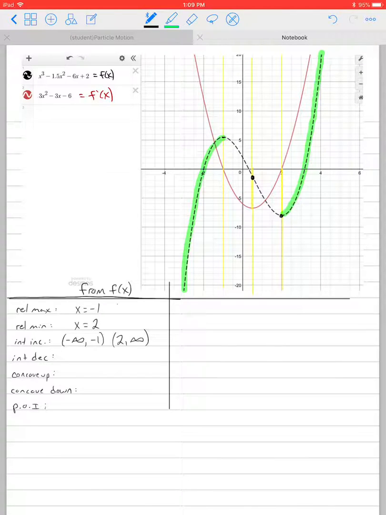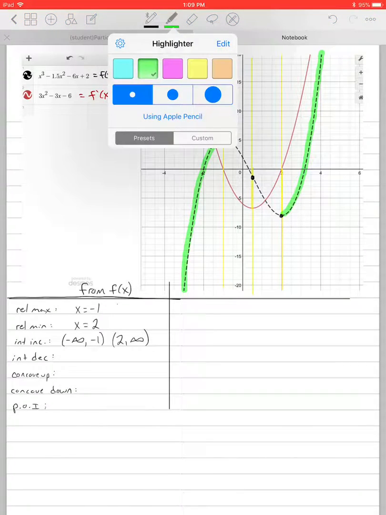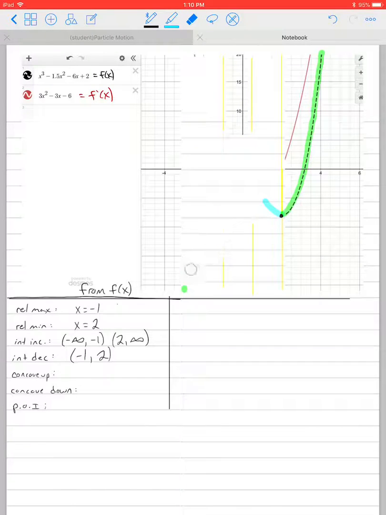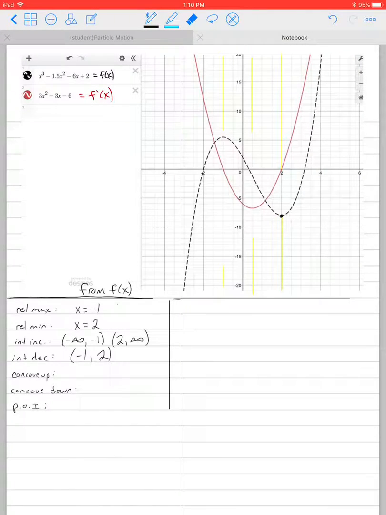Interval of decrease is going to be what's left. That's going to be this blue section, so that's my interval of decrease. That's going to be -1 all the way to 2. Okay, so that's all review. Technically all of that is from our coordinate algebra class.